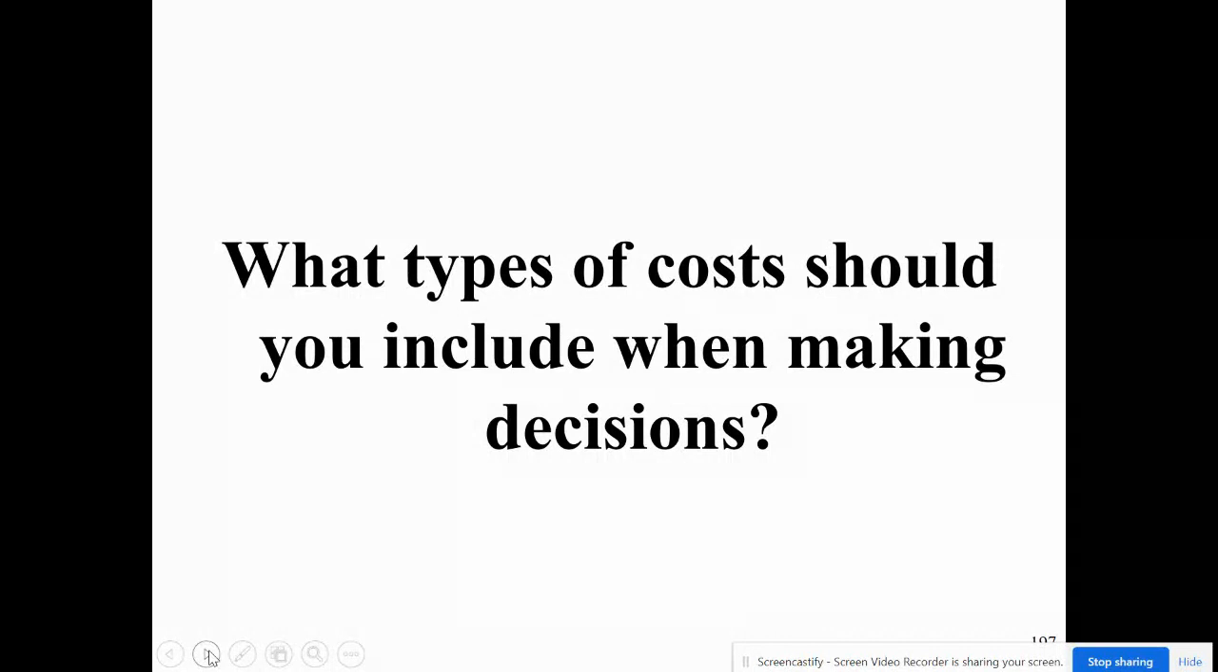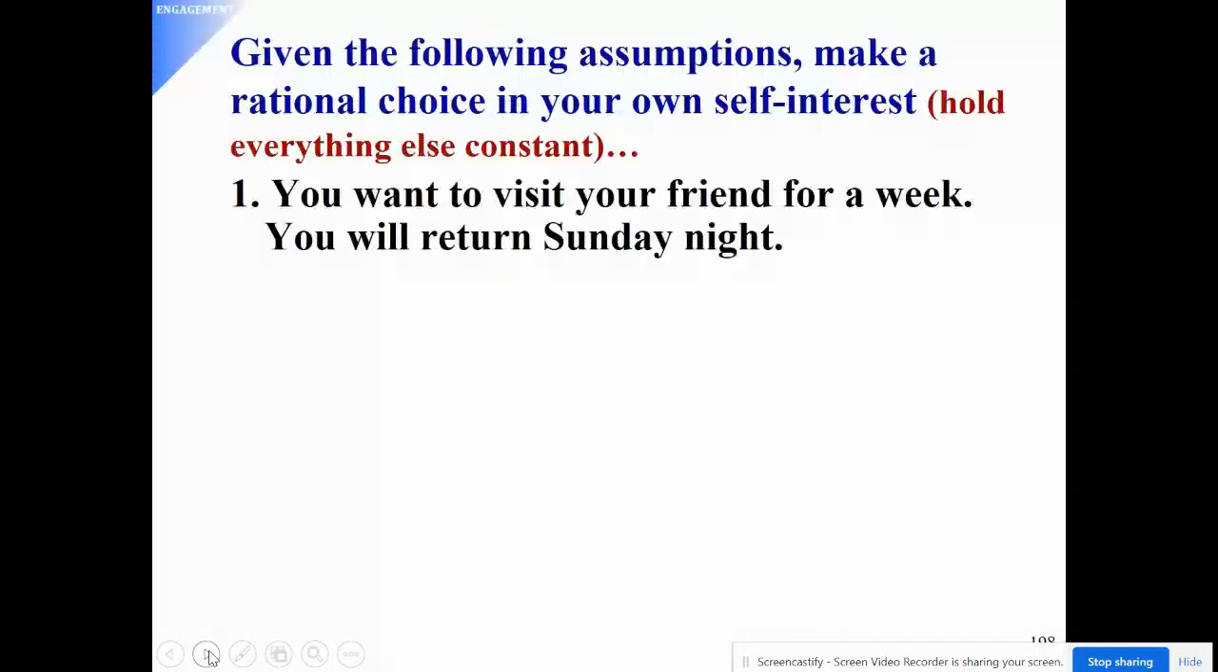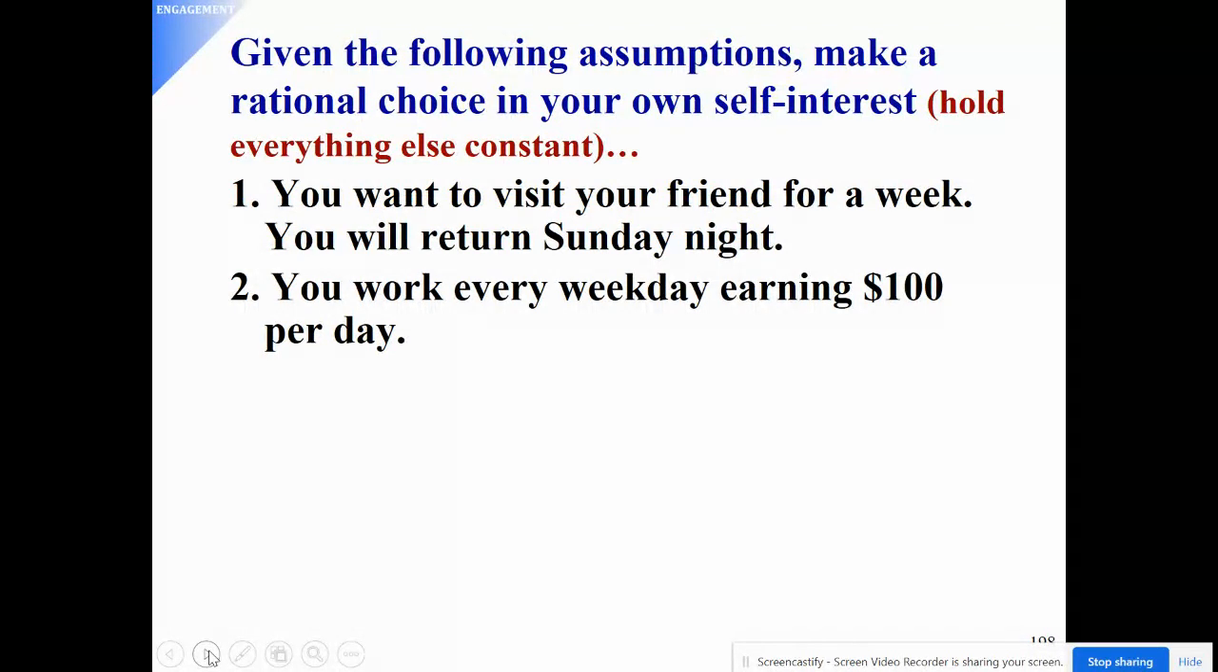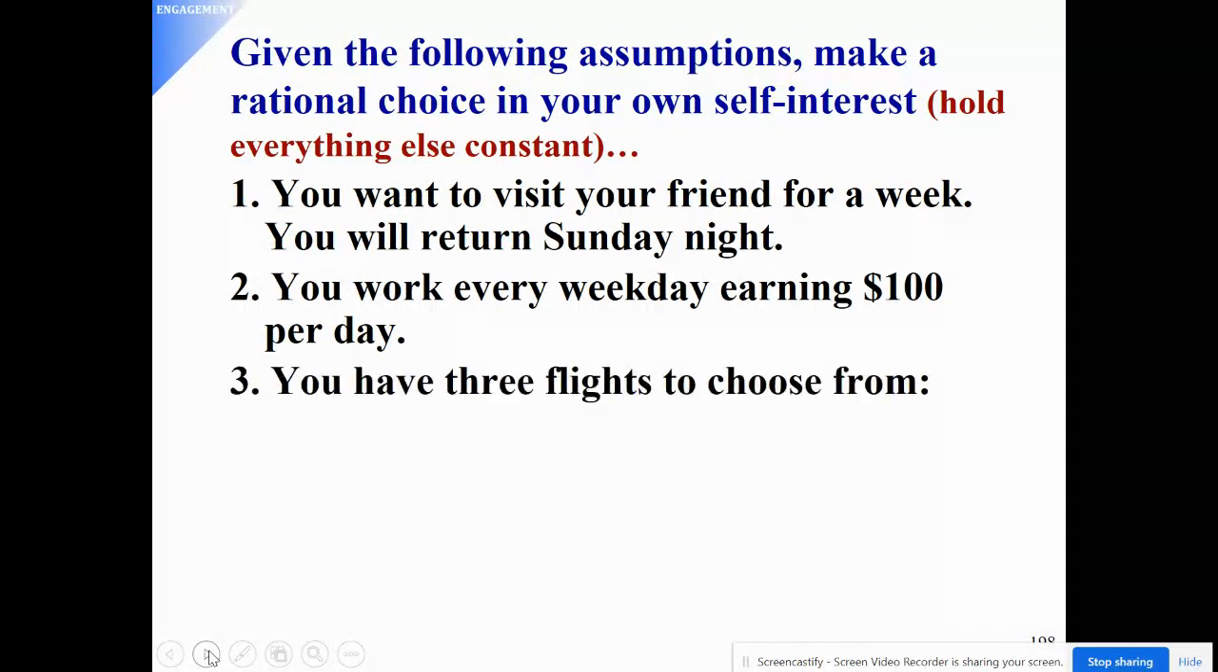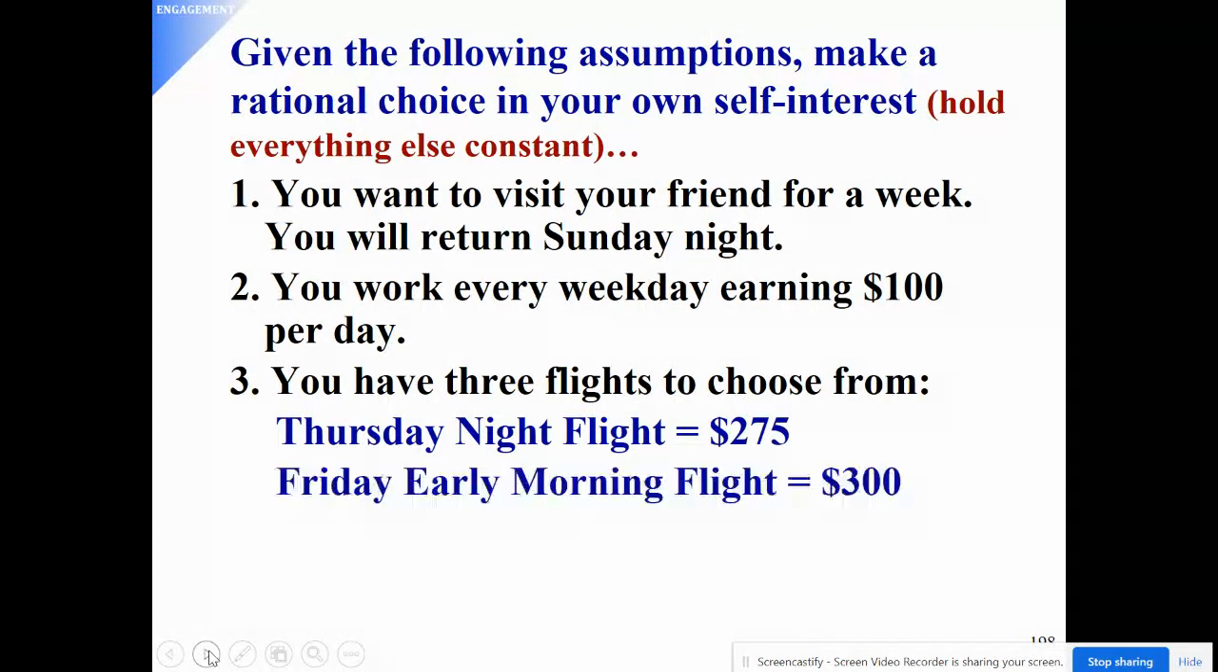So when we look at these, we have to look at different costs that we have to include in our decision making. So if you go to visit a friend for a week, you will return on Saturday night. You can work every day and earn $100 per day. You have 3 flight choices. You have one on Thursday night at $275, one on Friday morning at $300, one on Friday night at $325. So when we think of a cost benefit analysis of this, you might go instantly that the $275 one is cheaper. It is, you're absolutely right.